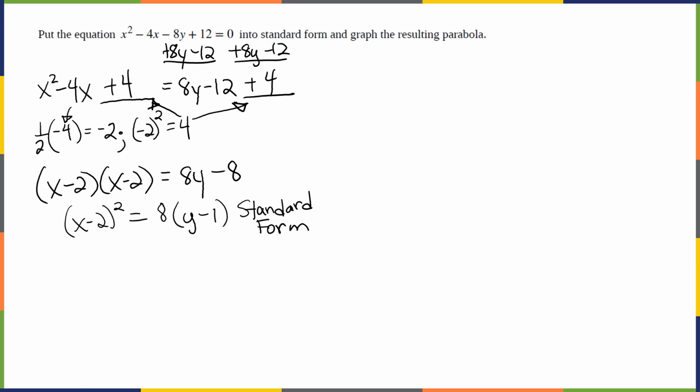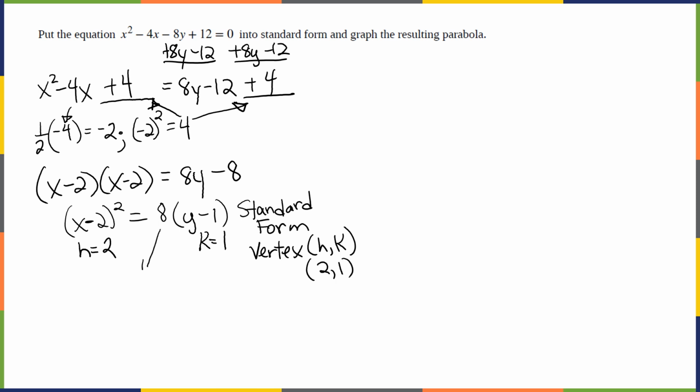Now we want to identify our vertex and our value of p. Our h will be equal to a positive 2. Remember, because the subtract sign is part of the equation, you choose h to be the opposite sign of what you see. So h will be a positive 2, k will be a positive 1, meaning that our vertex, which is h, k, will be equal to 2, 1.